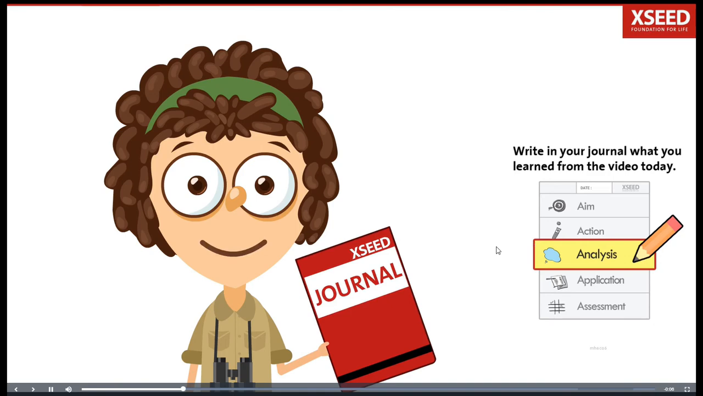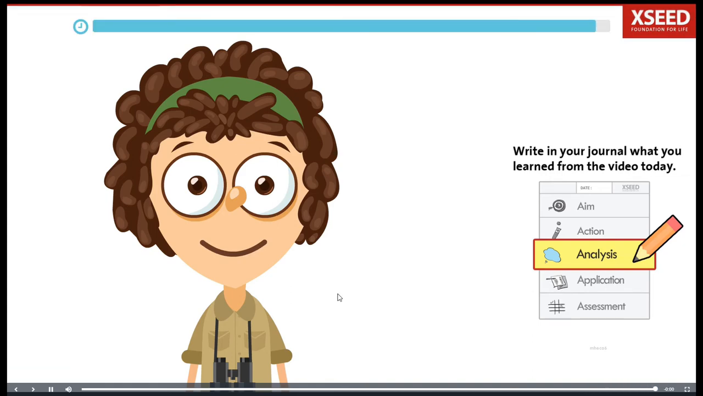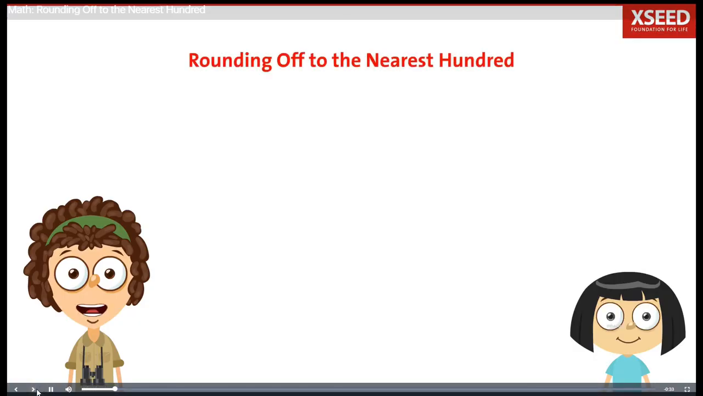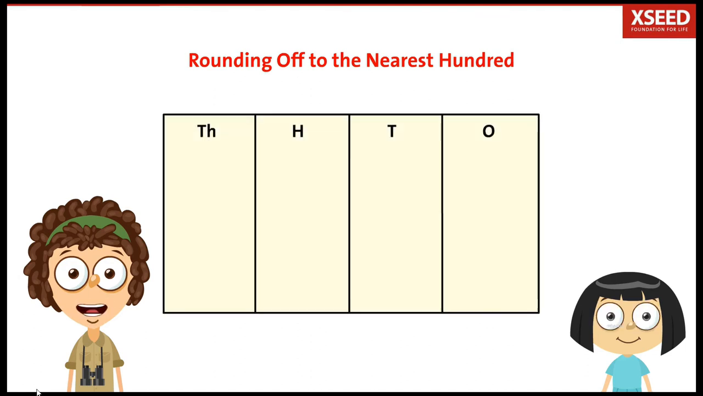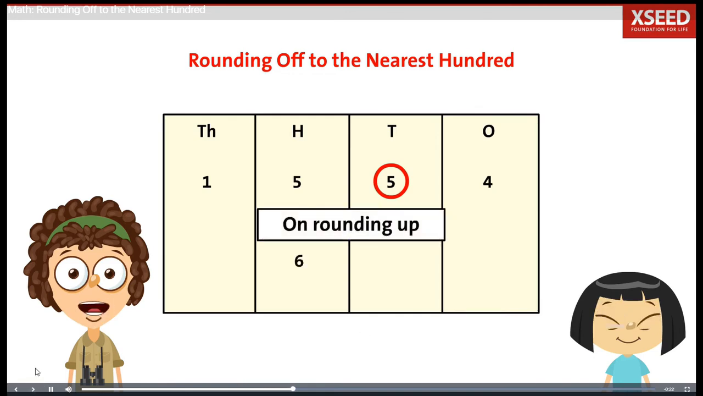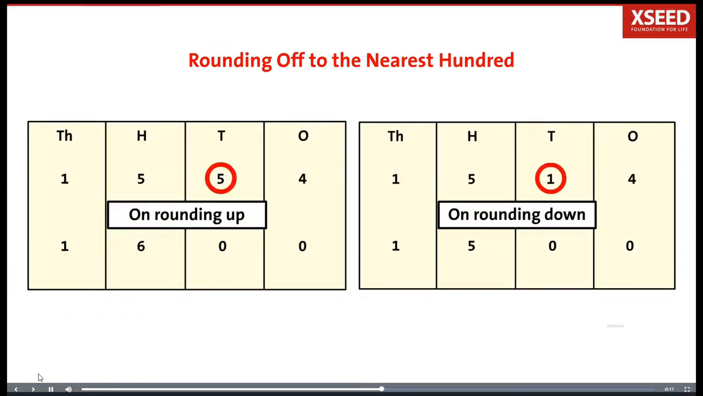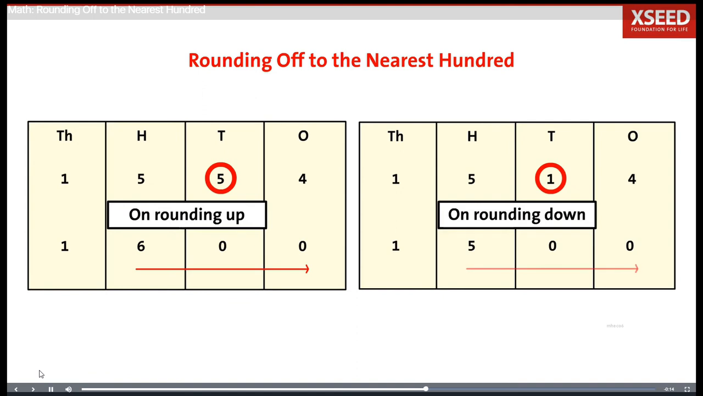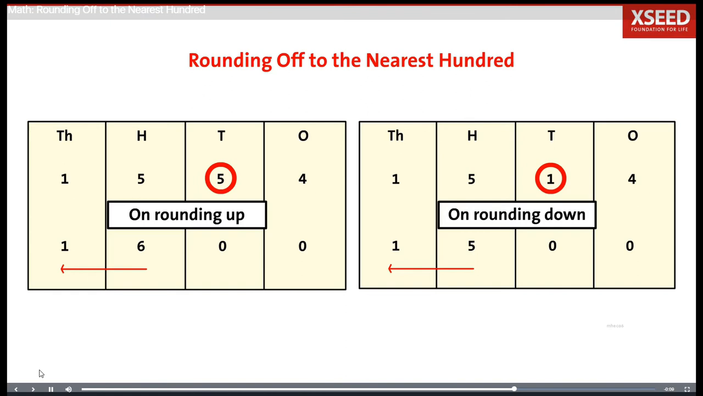In the analysis section of your journal, write in your own words what you learned from the video. Today, we learned to round off numbers to the nearest hundred. If the digit in the tens place is equal to or more than 5, then add 1 to the hundreds place, else it remains the same. The digits to the right of the hundreds place become 0, and the digits to the left remain the same.